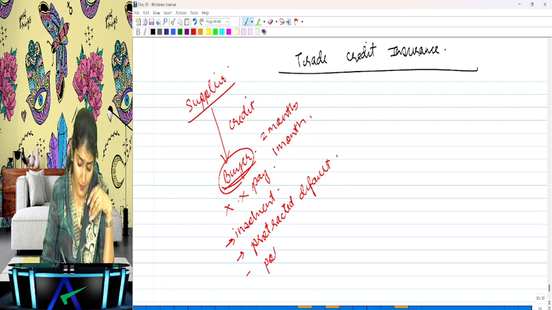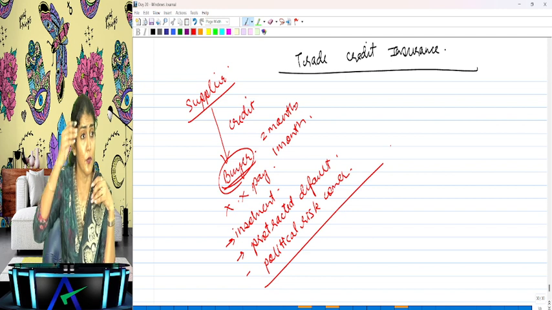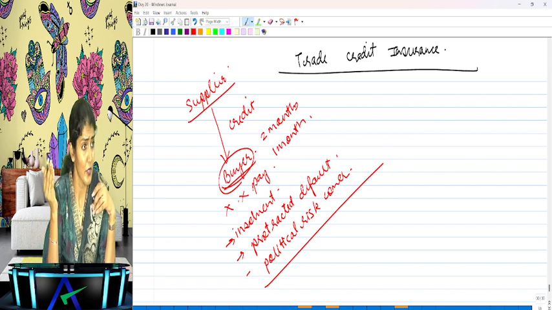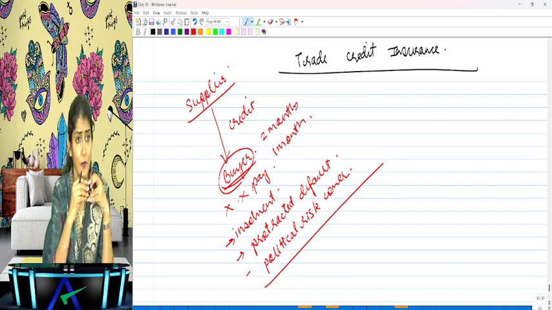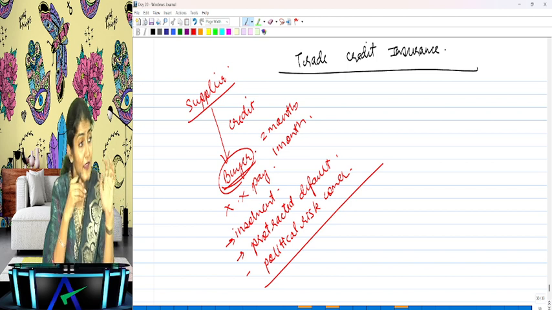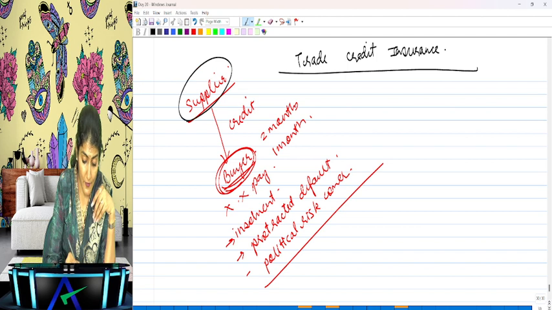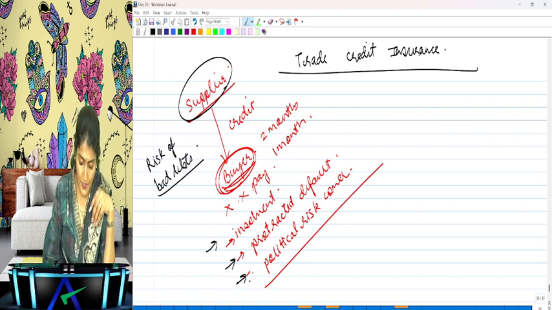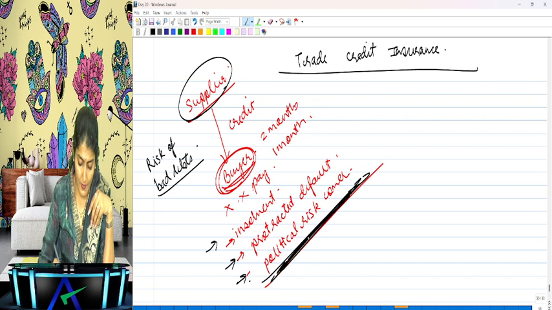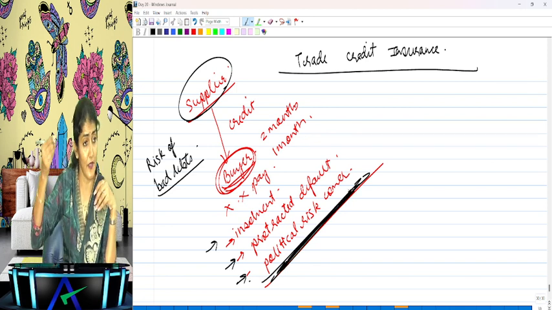Or political risk cover. This is available when the buyer is situated in another country. Say you had sold the umbrellas to somebody in Ukraine or Russia. You understand there, so you say it's okay if I don't receive the money for my umbrellas. So there is a risk of bad debts for the supplier. Why bad debts? Due to the insolvency of the buyer, or protracted default, or the political risk cover when the buyer is situated in another country.